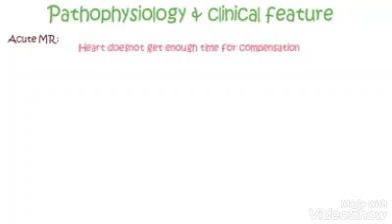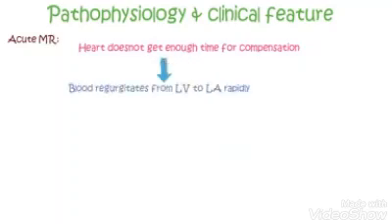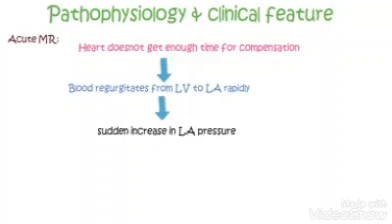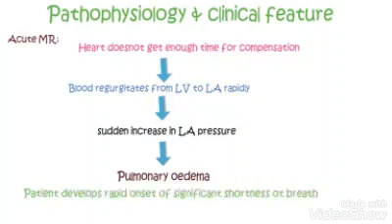First, we will discuss about acute mitral regurgitation. In acute mitral regurgitation, heart does not get enough time for compensation. So, in acute mitral regurgitation, blood regurgitates from left ventricle to left atrium rapidly. There is sudden increase in pressure of blood in left atrium, which later shifted to lungs, causing pulmonary edema. So, patient present with rapid onset of significant shortness of breath, which may lead quickly to respiratory failure.